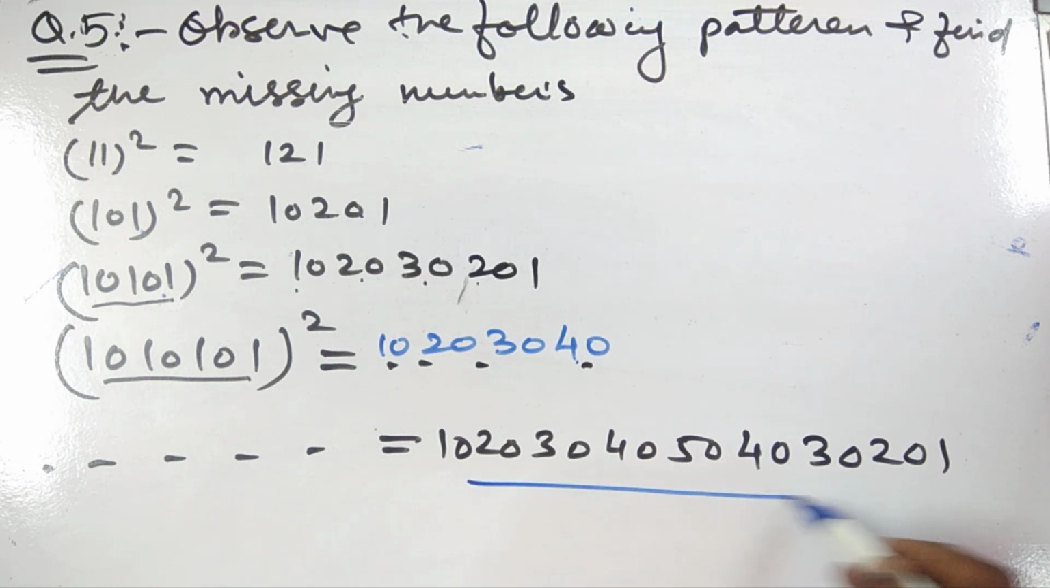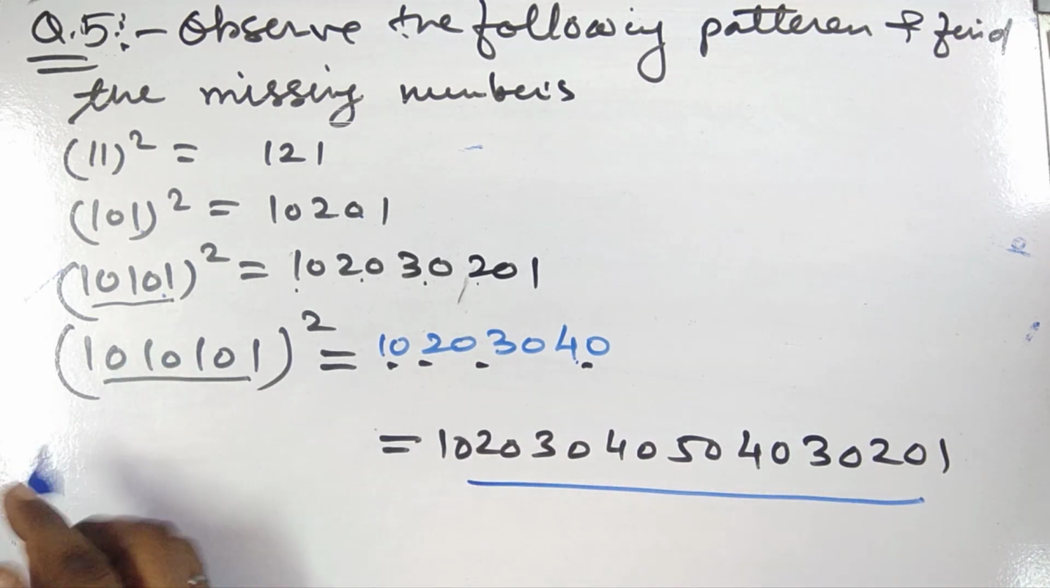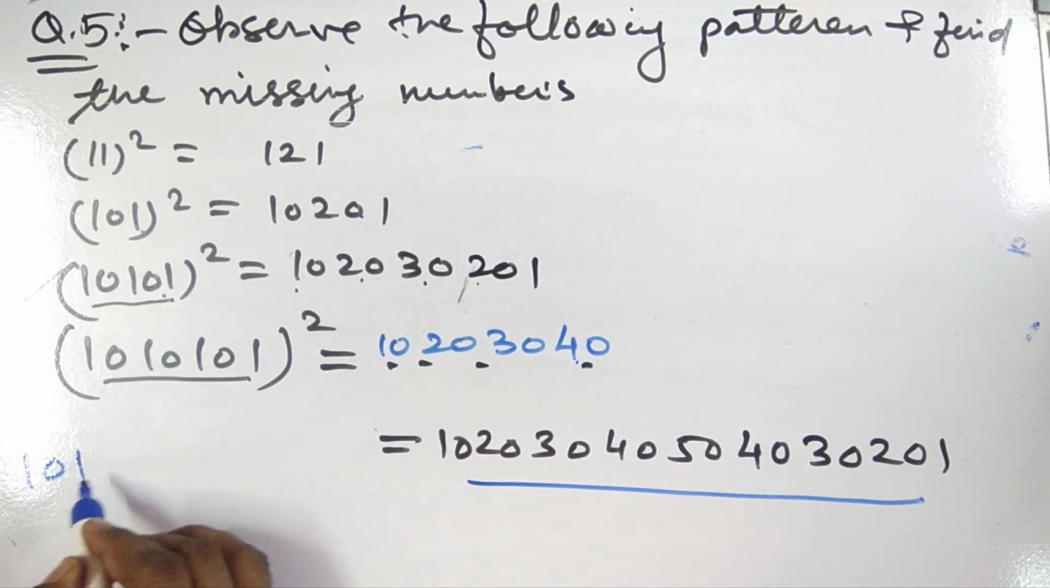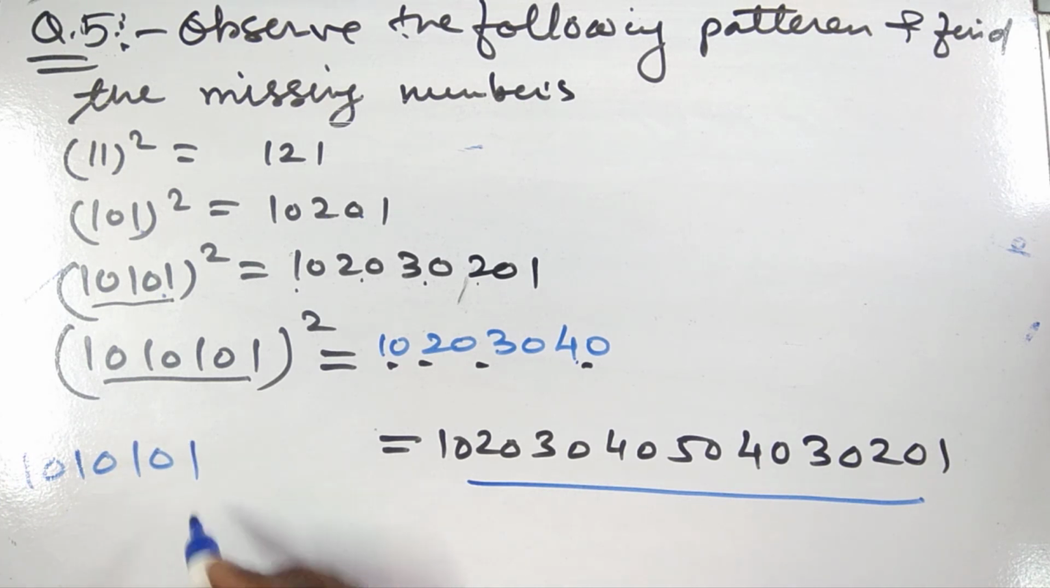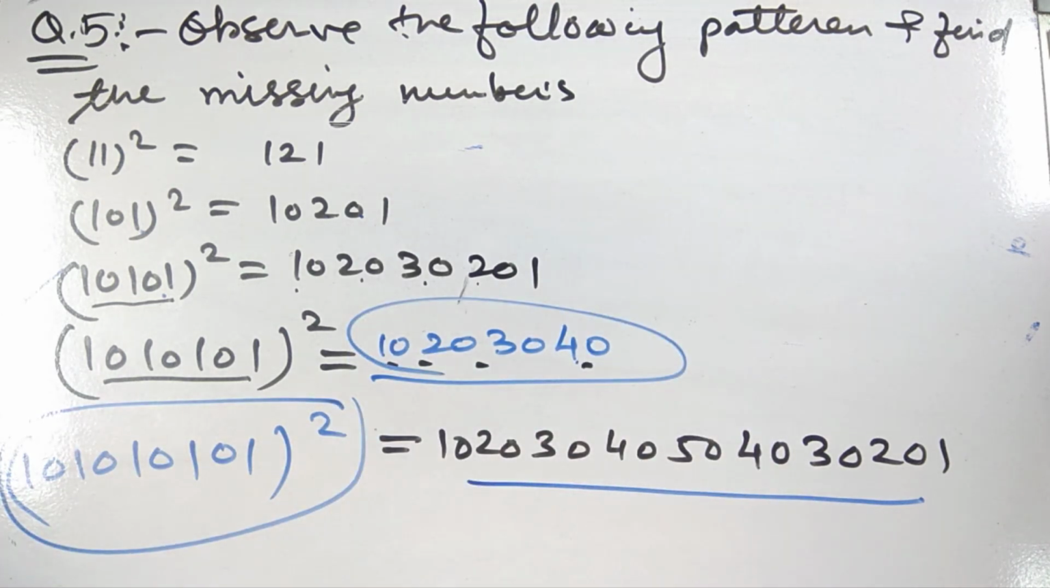And in this number, on the right side 5 0 is given. It means students, 1 is given 5 times: 1 0, 1 0, 1 0, 1 0, 1. 1 is given 5 times. So this is the required result, students.